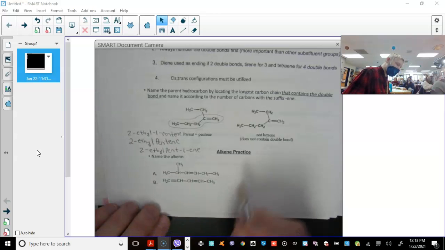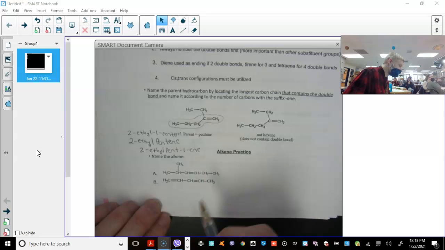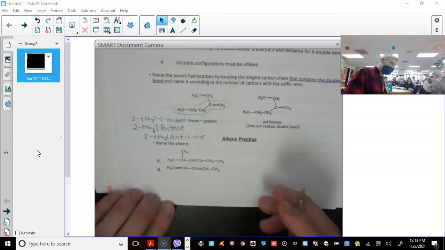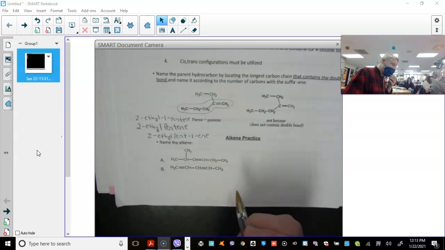Oh, that's the same thing. I'm not sure what they're trying to do there. I think because this one is looking at this and this one's looking at this. Yeah, hexene: 1, 2, 3, 4, 5, 6. Yeah, it's not hexene. Got it. All right. Name the alkane.